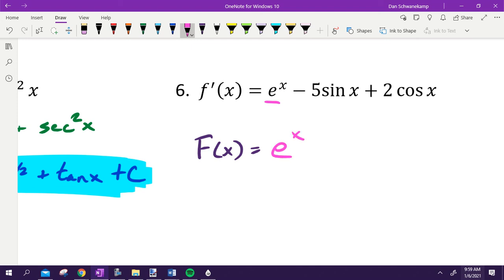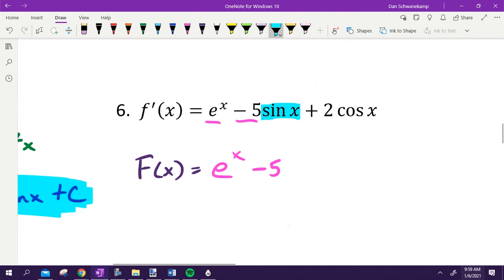Yeah, we're going to throw a plus c at the end, but it's e to the x. E to the x is the antiderivative of e to the x, because the derivative of e to the x is e to the x. Easy. Minus 5 sine x. Here's the best news. That negative 5 is a constant. So it's going to stay there. Then all I have to think about is what is the antiderivative of sine.